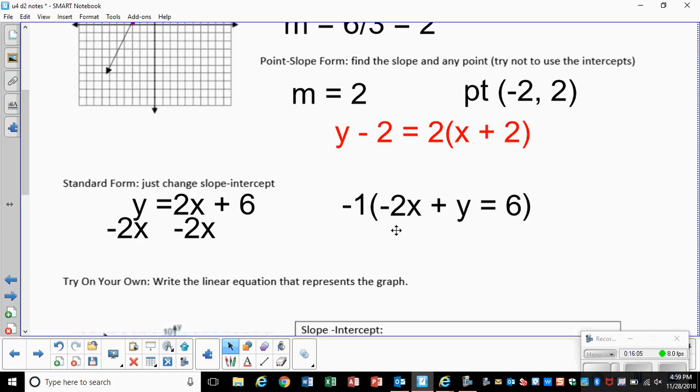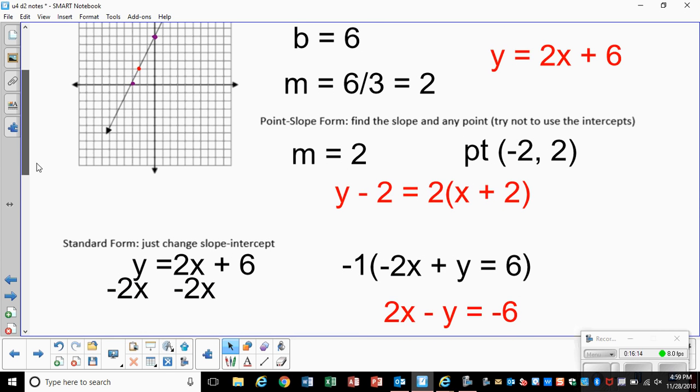But by multiplying, I just find it easier. So it becomes 2x minus y equals negative 6. And even though these are three very different equations, they are all representing this one line. Okay?